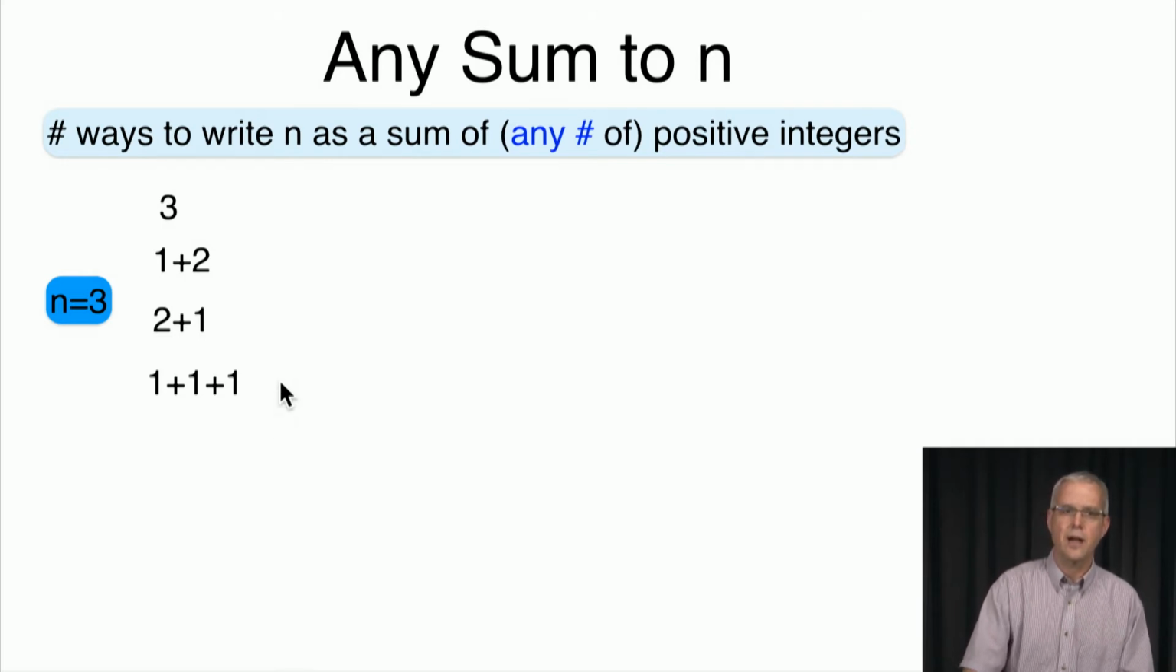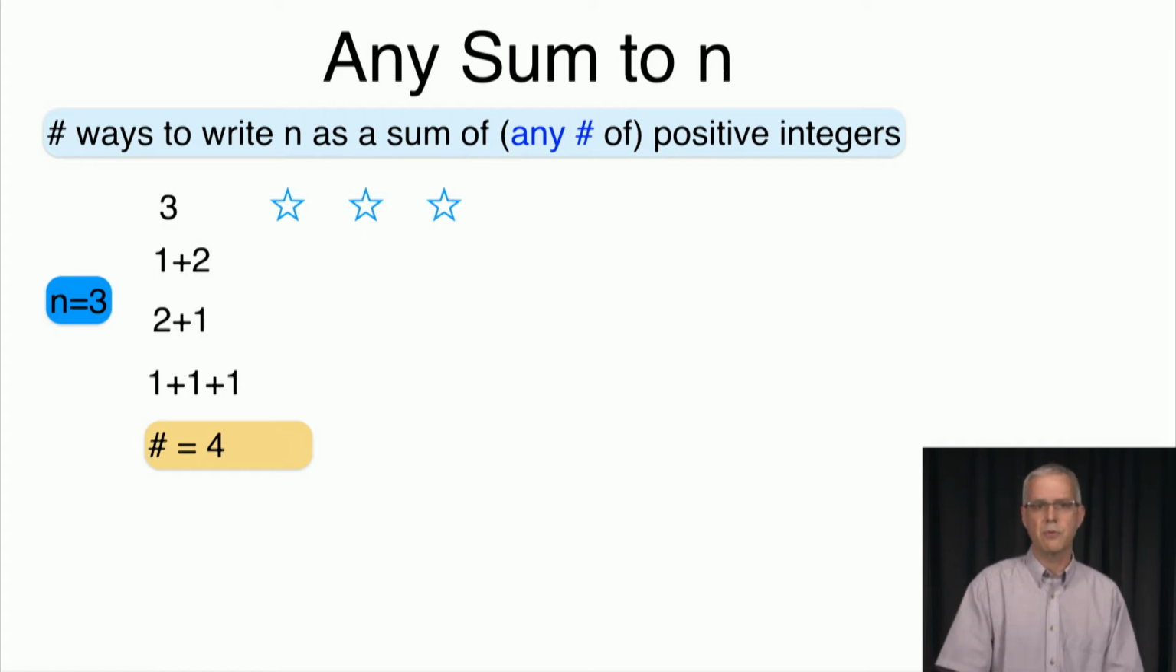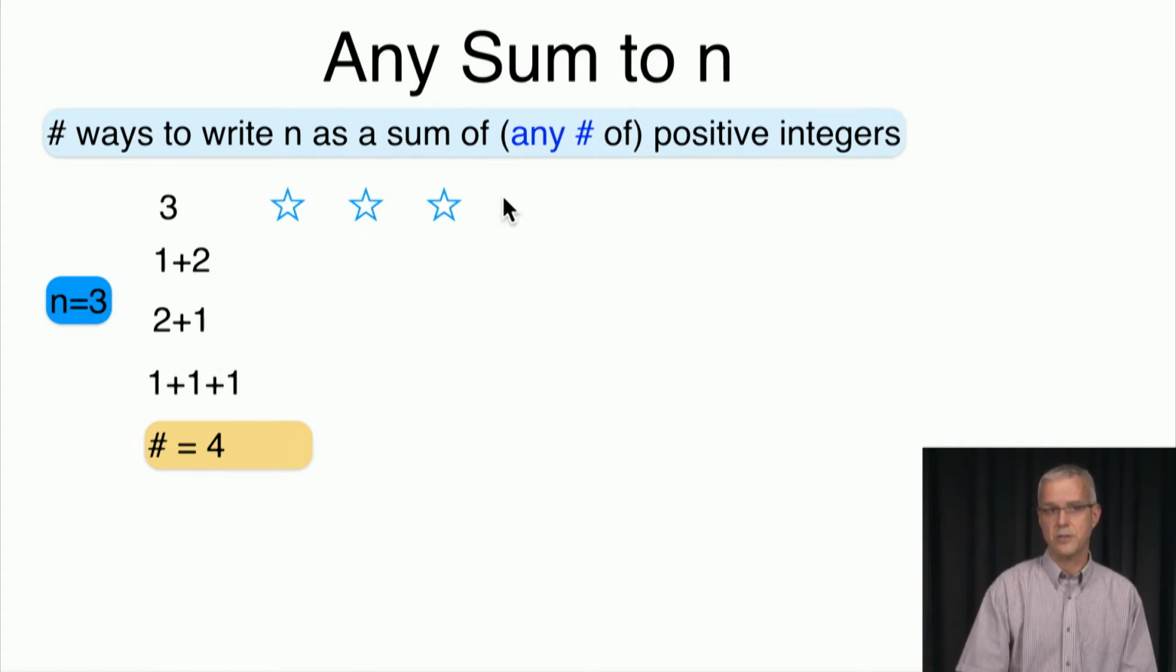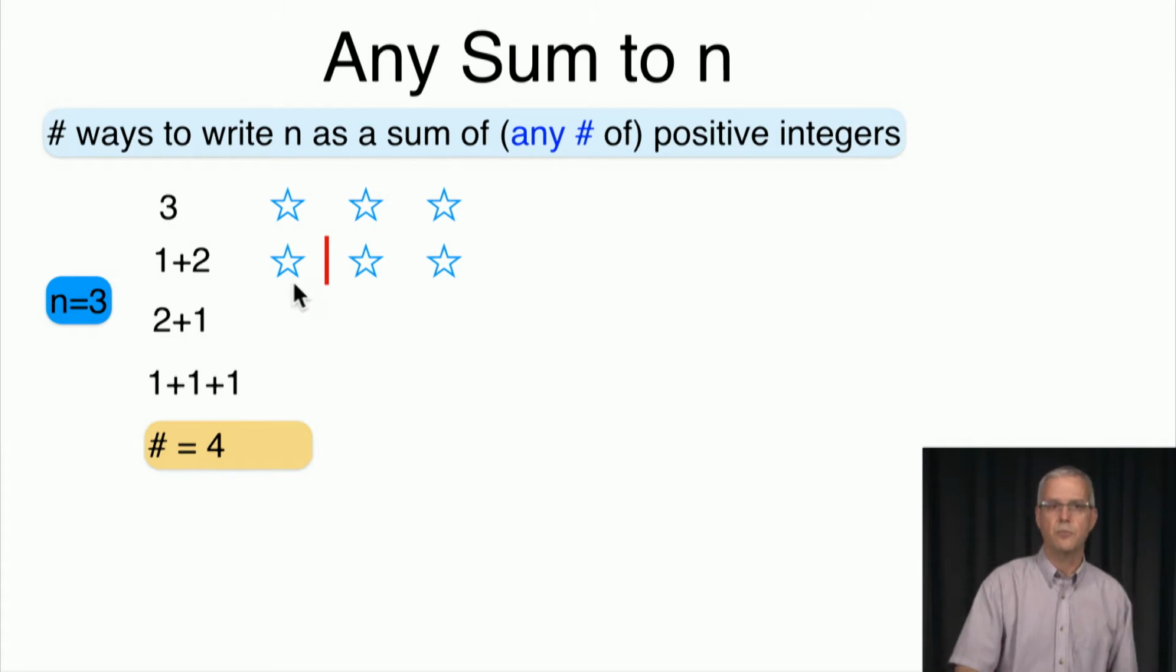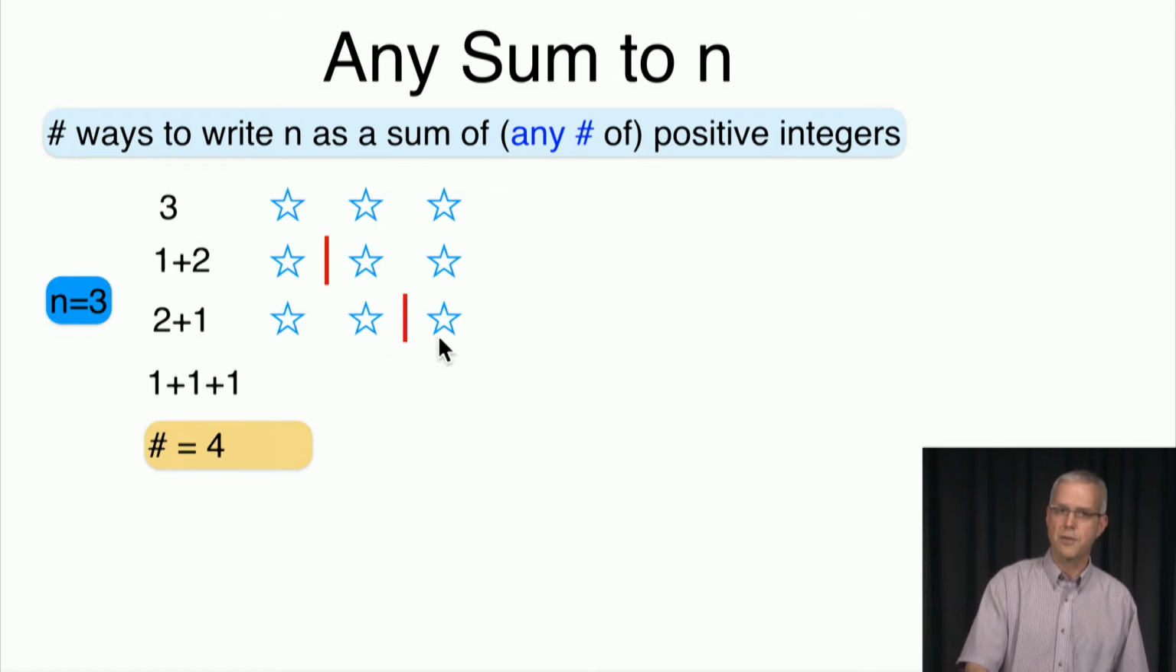And we can draw an analogy again with bars and stars. We can see that the number is therefore 4. If you look at stars, then 3 will correspond to just 3 stars, not partitioned. 1 plus 2 will correspond to this partition, 1 and then 2. And 2 plus 1 will correspond to this partition of the 3 stars.